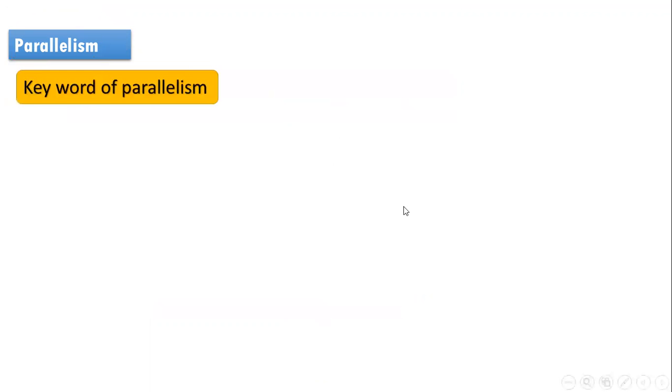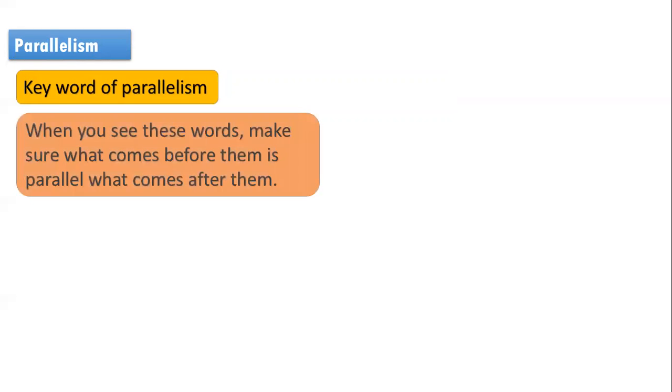We have keywords that, when we see them, we need to make sure of parallelism. There is a set of words that whenever you find them, make sure the structures are equal. The most important one is the word "and." When you see these words, make sure what comes before them is parallel to what comes after them.